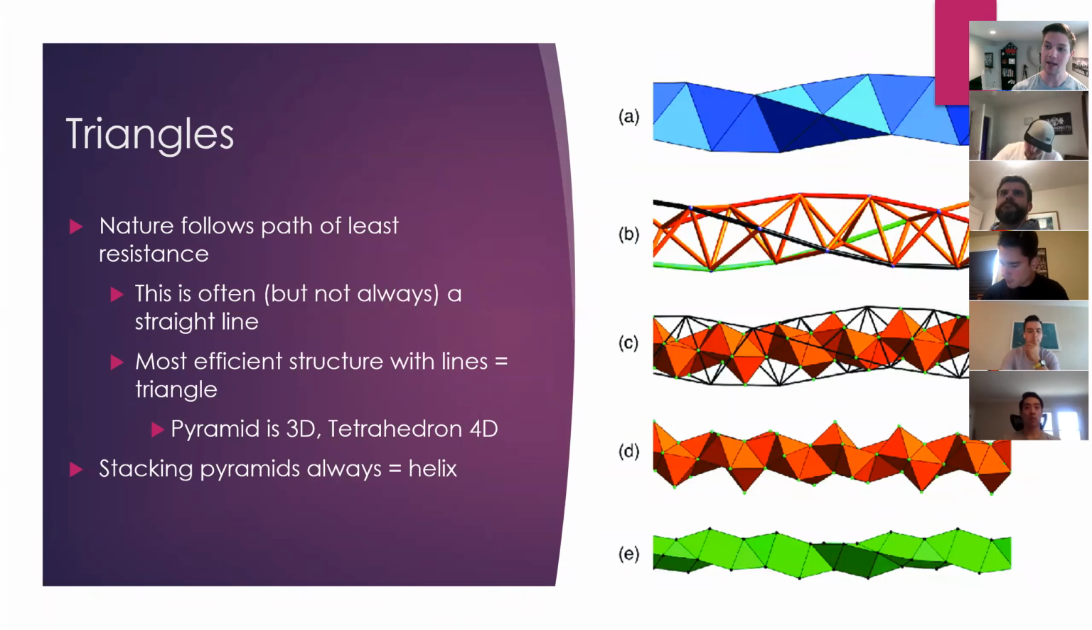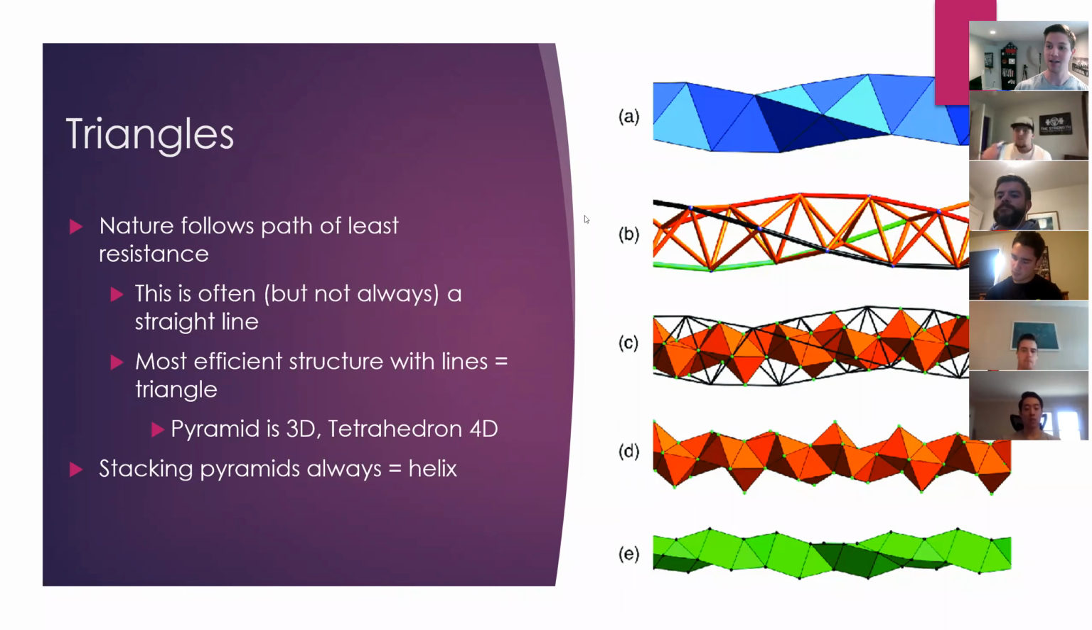Now, if you take an efficient structure made up of straight lines, according to people who are way better at math than me, a triangle is a representation of that in 2 dimensions. In 3 dimensions, that's going to be a pyramid. In 4 dimensions, that's a tetrahedron. So you can see the pyramids.